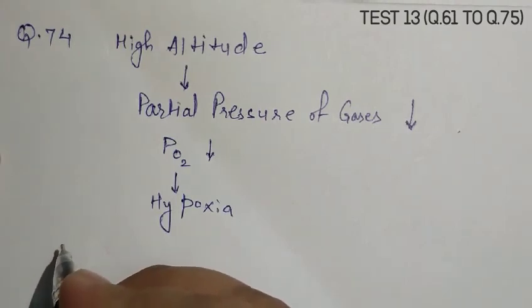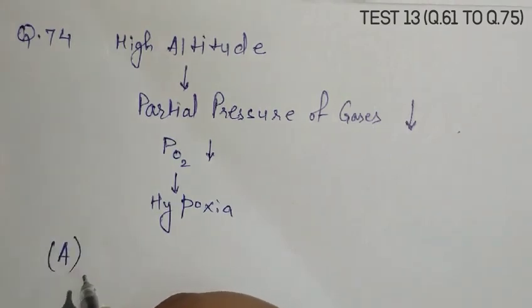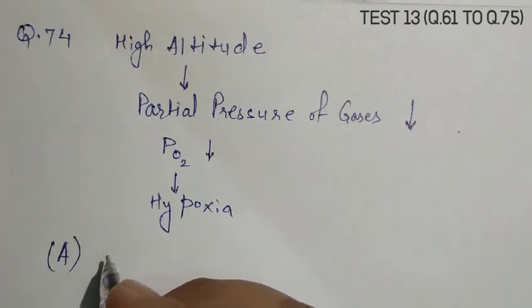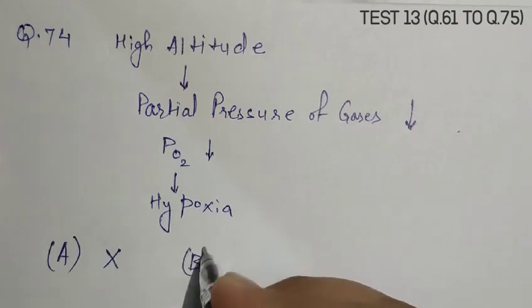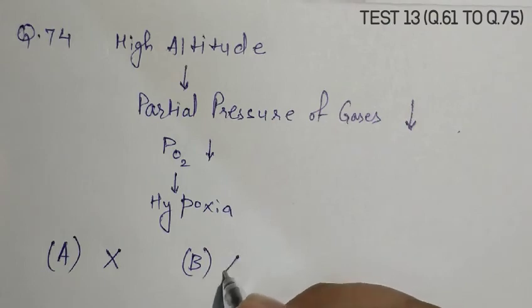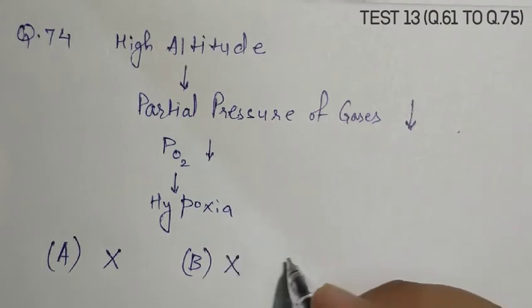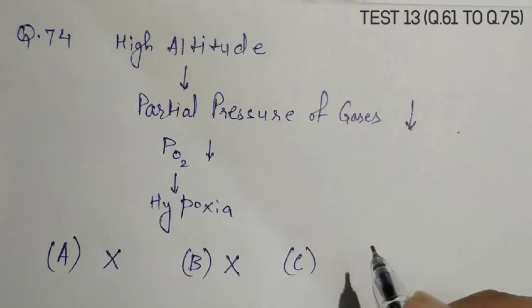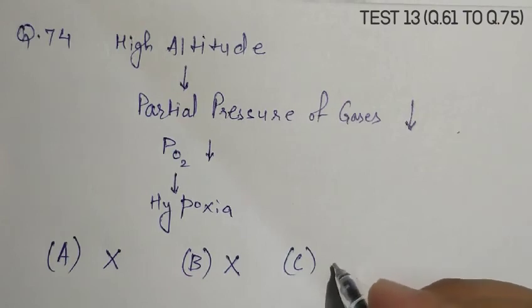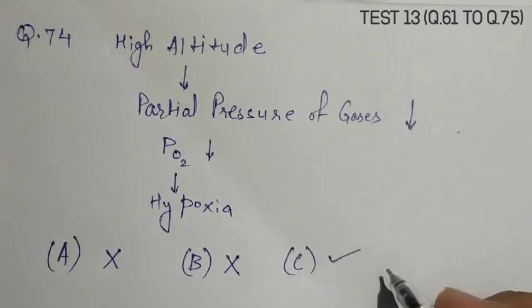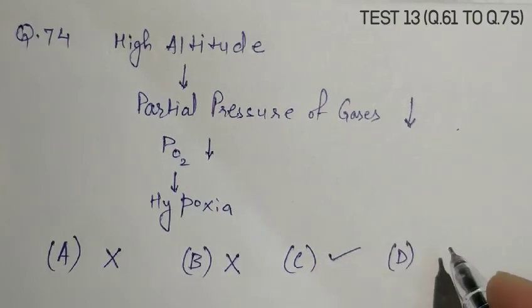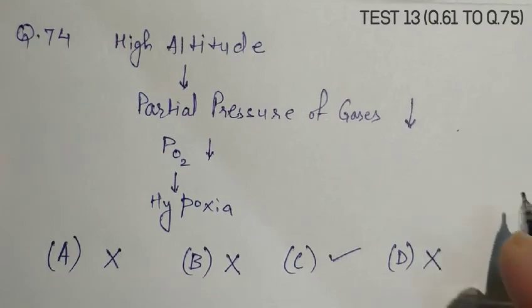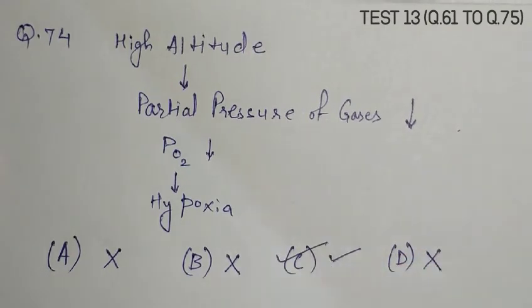Option number A, excess of CO2 in blood, that is wrong. B, decreased efficiency of hemoglobin. Efficiency of hemoglobin does not change. C. Decreased partial pressure of oxygen. That is correct. And D. Decreased proportion of oxygen in air. Composition of air is everywhere the same, so it is also wrong. Correct answer is C.